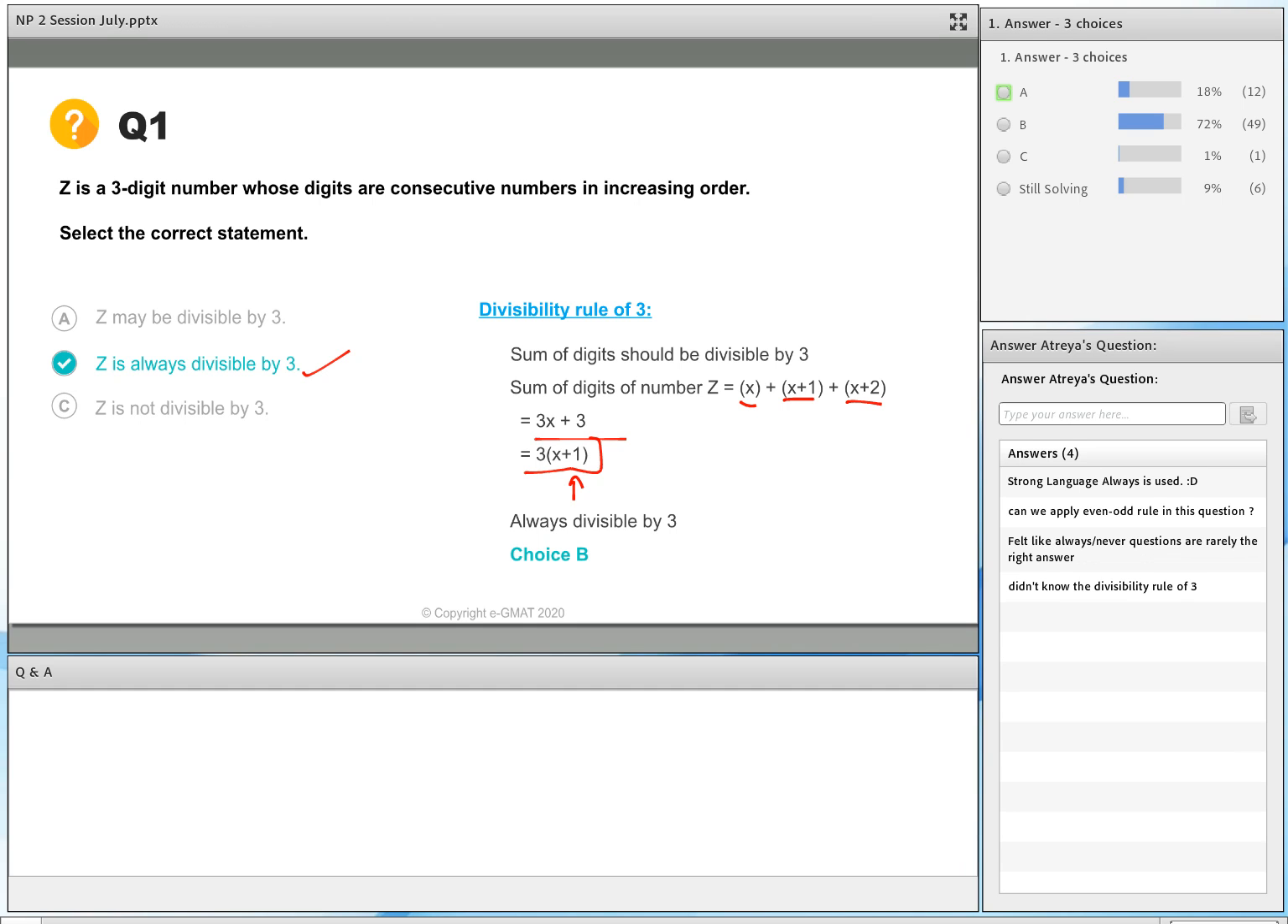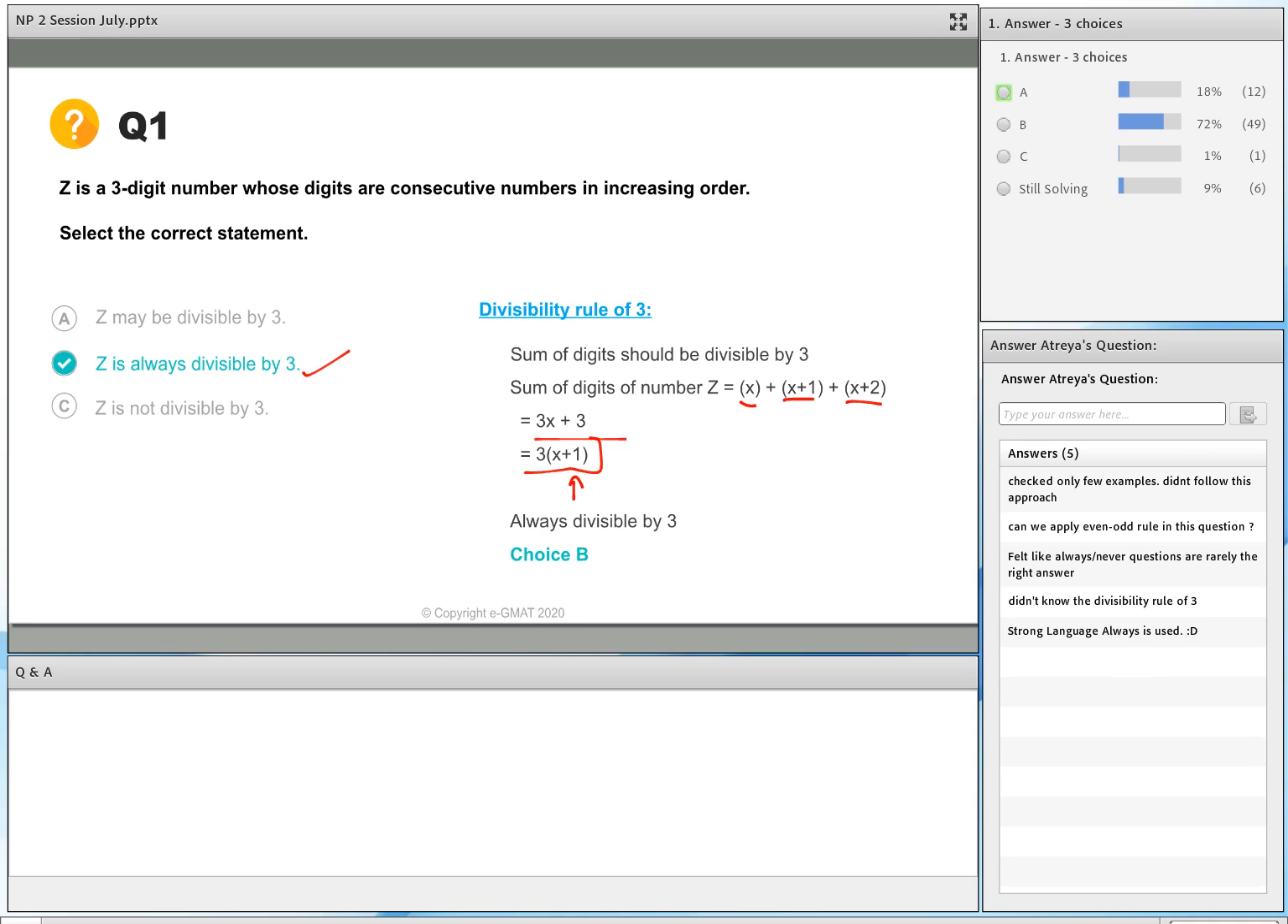Can we apply the even-odd rule in this question? I don't think so. We cannot apply the even-odd rule. You can take cases, but again, taking cases makes the question go wrong. You might falter at some place, so I don't want you to do that. Okay, someone felt the always-never questions are really the right answer. I got it. With that, let me move on to the next question.